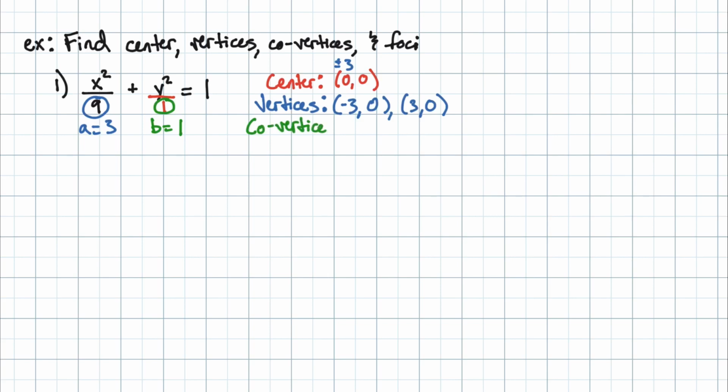My co-vertices, well, I have to go out 1 in both directions from the center. So the x part of the center does not change, but I get -1, 0 and 1, 0.